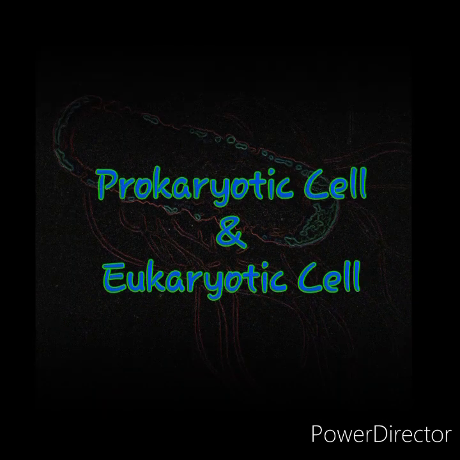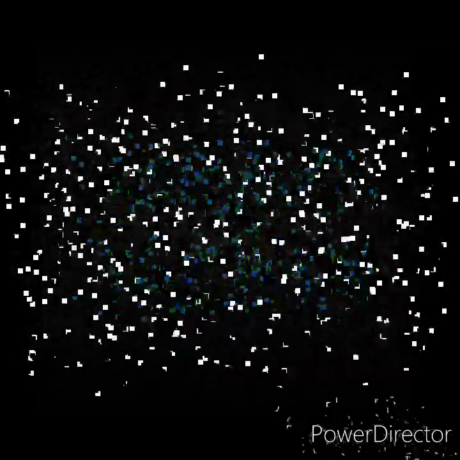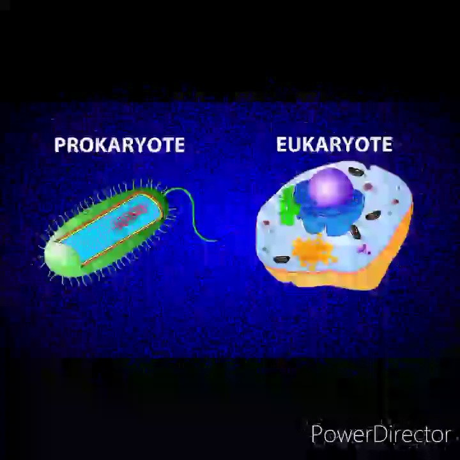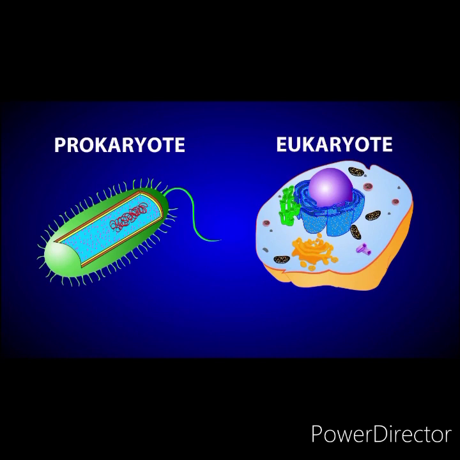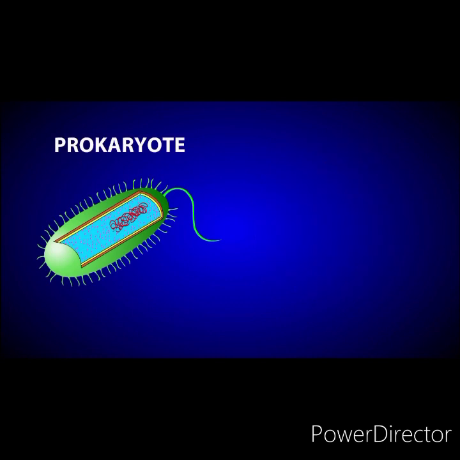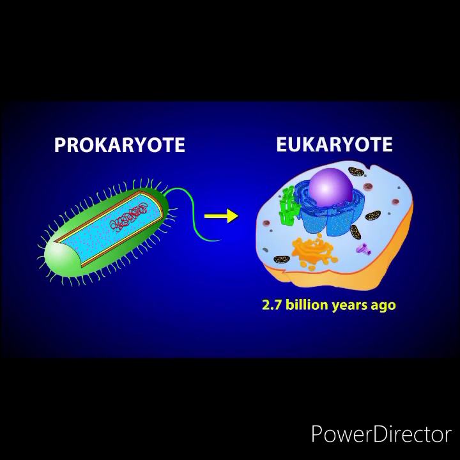So in this presentation, we are first going to talk about the major structure of the cell, which is the prokaryotic and eukaryotic cell. On Earth, there are two major types of cells, prokaryotic and eukaryotic. Prokaryotic cells are the simplest and most ancient type of cells. They were the only form of life on Earth for billions of years before eventually giving rise to eukaryotic cells.